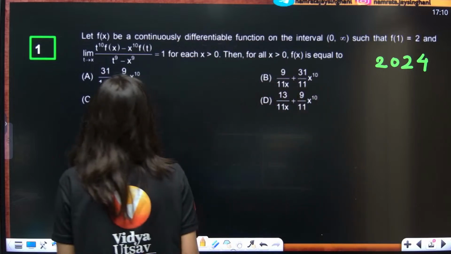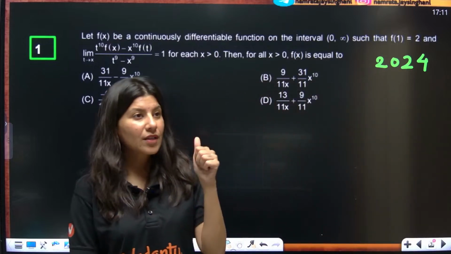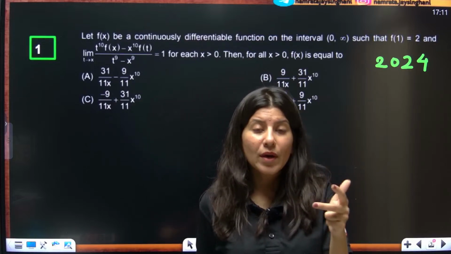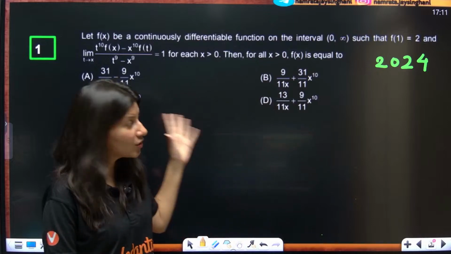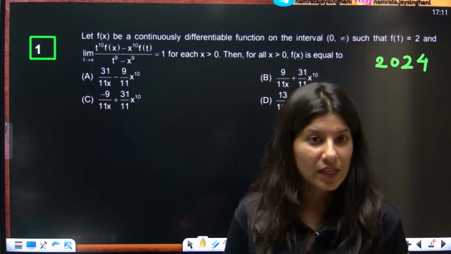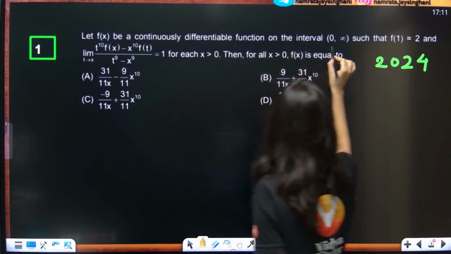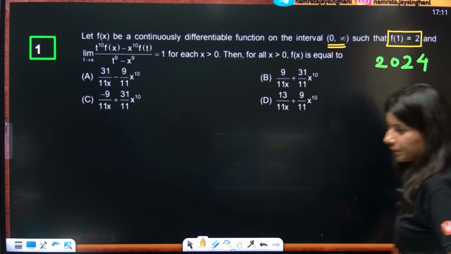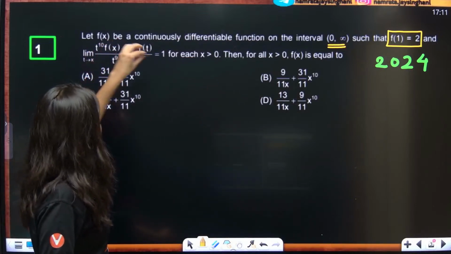Question number 1, JEE Advanced 2024, a very good question, wherein they require knowledge of limits along with the Leibniz theorem, and then knowledge of differential equations. You require three things from calculus to solve this question. Although it was quite a doable question, let us see how to approach it. Let f(x) be a continuously differentiable function on the interval 0 to infinity, such that f(1) equals 2, and the limit of this expression is 1.